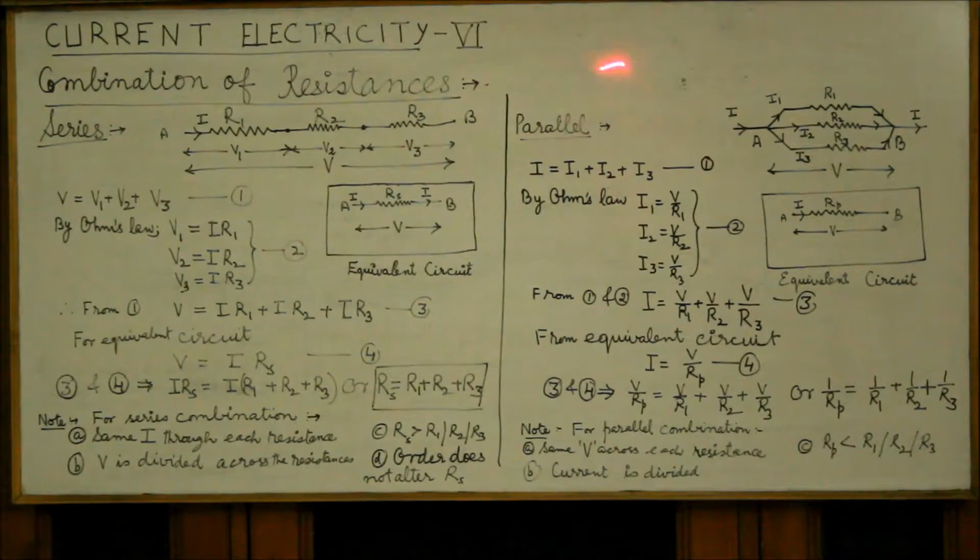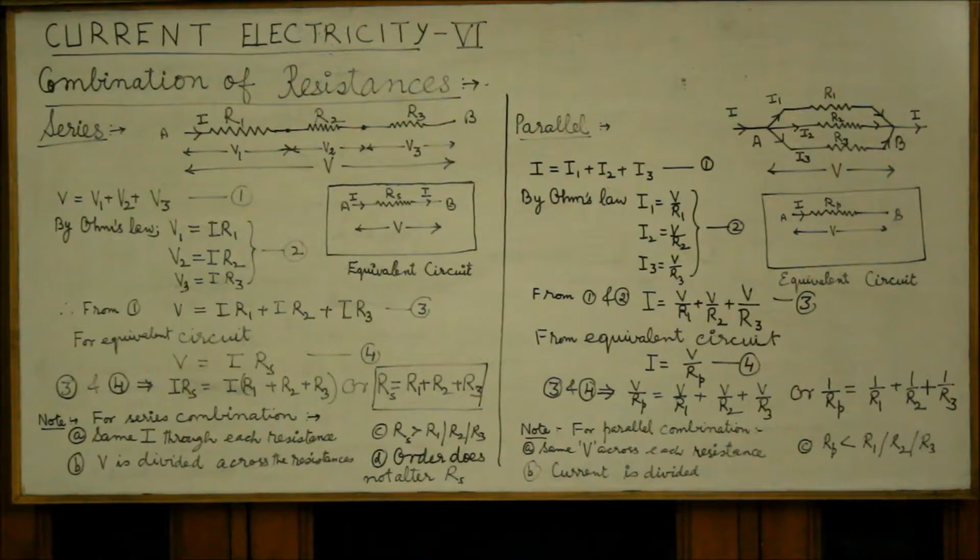The resistances can also be connected in parallel, where one end of each of the resistances, for example here R1, R2, R3, they all have their left end connected to point A, and similarly the other end, the right end, connected to point B. Such a combination is called a parallel combination. Let us see what is the effective total resistance offered by a series combination.